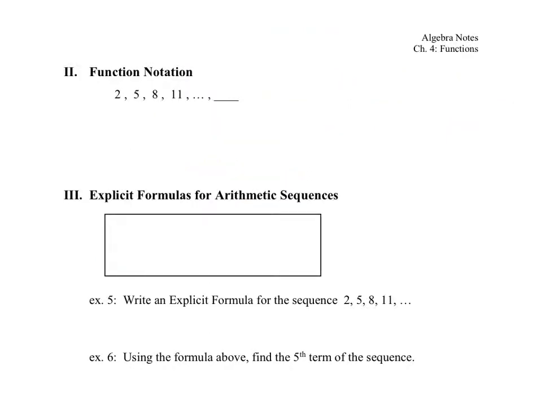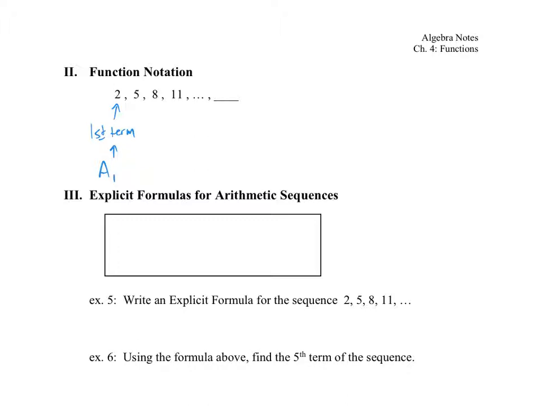So, function notation. We're trying to come up with a nice way to write this. Because to go on and say the first term is 2, the second term is 5, the third term is 8, just takes a lot of writing. So you come up with a shorter way to do it. And this is how they do it. Instead of writing out the first term, they'll use a capital A and then a lowercase 1.